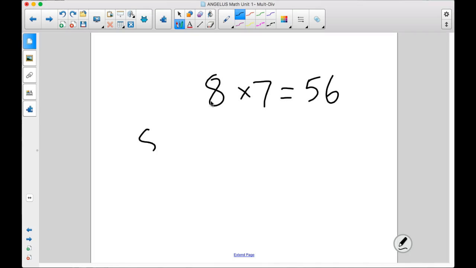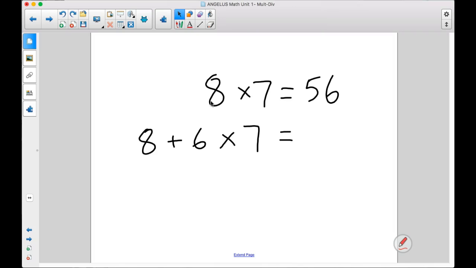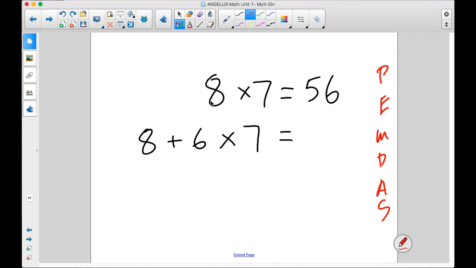But now I put in front of you 8 plus 6 times 7. Now, given our knowledge of PEMDAS, right? Where do I start? Sonia. Right. The order of operations tells us that I need to do this first. Okay. And so I will take the 8. Sonia, what's 7 times 6? Beautiful. And our answer in this case is 50.